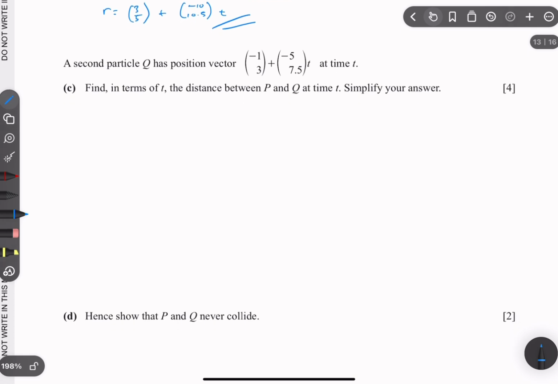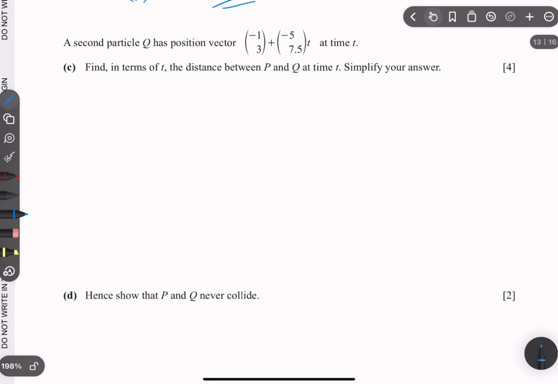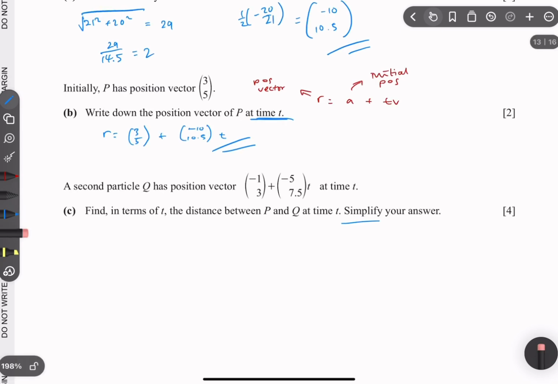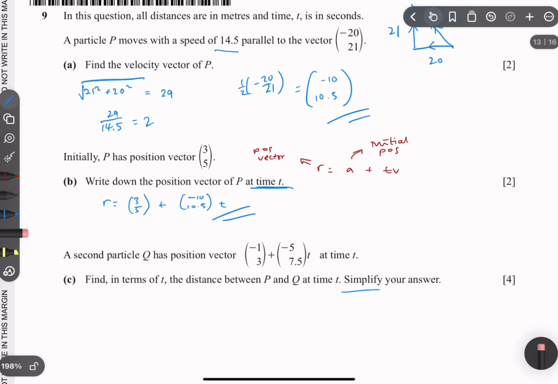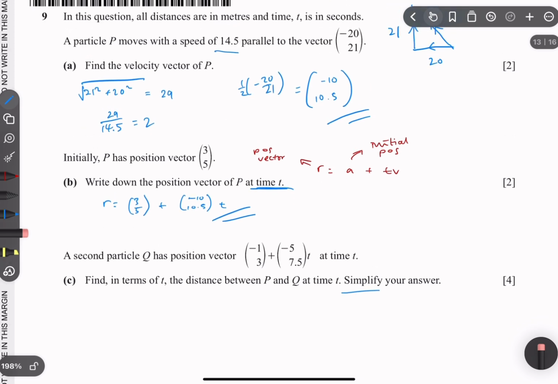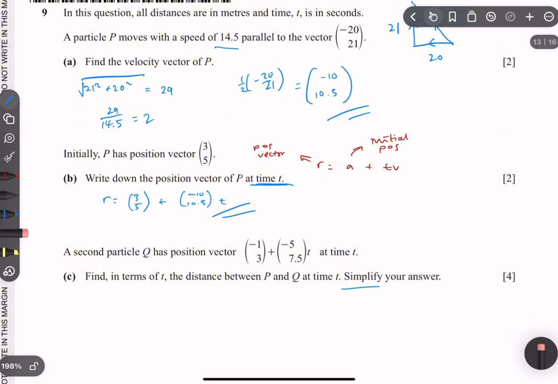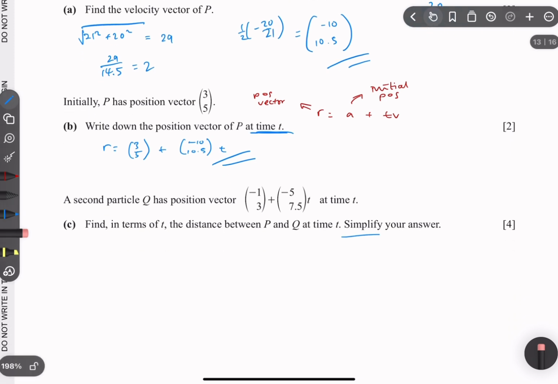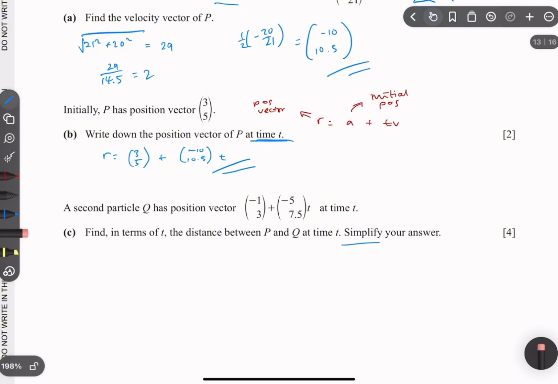The second particle Q has position vector as such at time t. Find in terms of t the distance between P and Q at time t. Simplify your answer. Okay, since we have particle P and Q, and we have the position vector for both of them, we can write different equations.